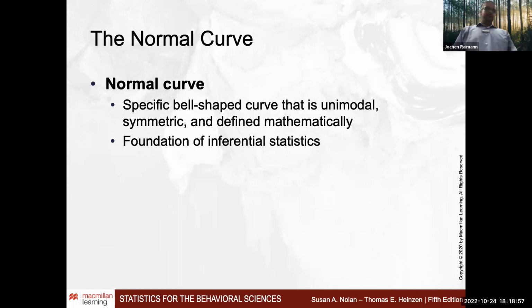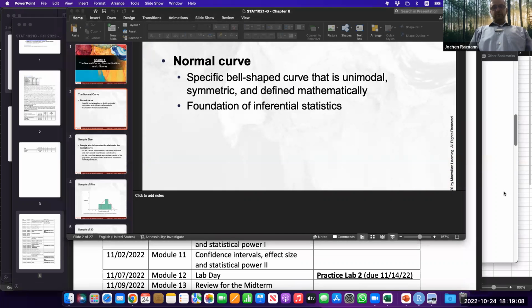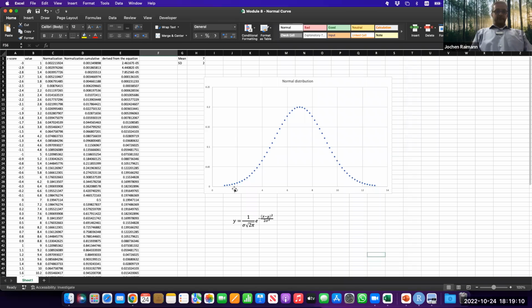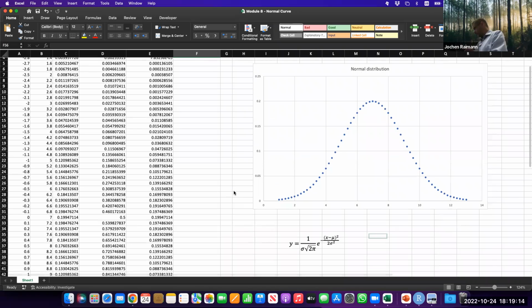And when I say defined mathematically, I included an Excel spreadsheet in which I was a little creative. I mean, not really creative, but a little trying to make this a little bit more tangible. So this normal distribution curve is essentially defined by a formula that is stated down here. This formula is complicated. You don't need to learn it by heart. You don't need to know it.